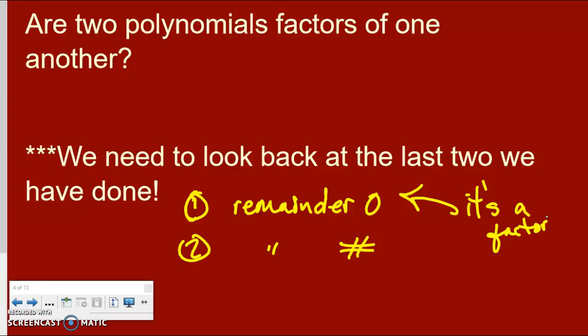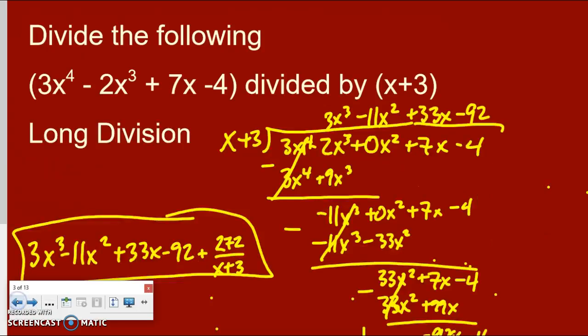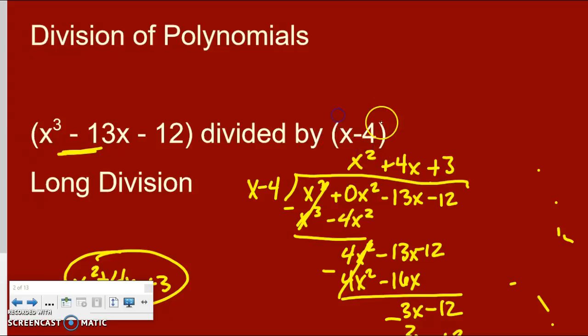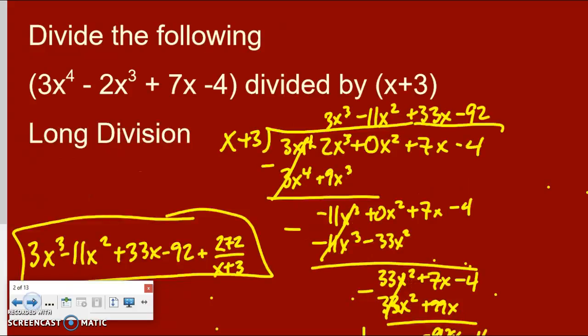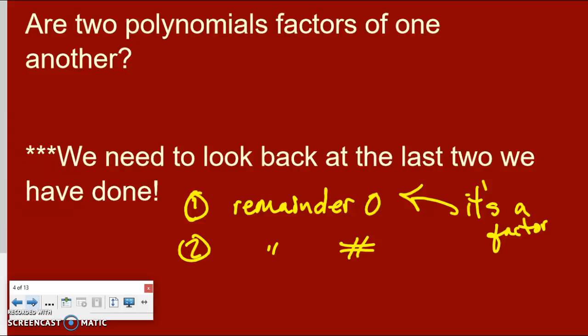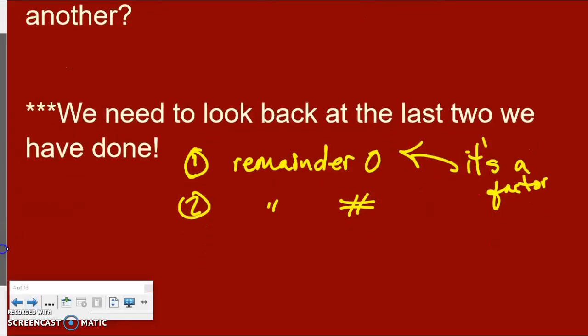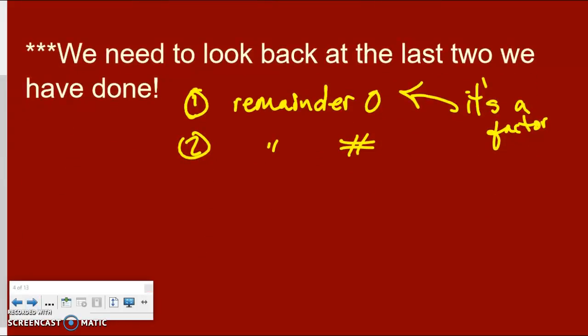So I believe in the first problem, if I go back real quick, this x minus 4 was what we started with. That means x minus 4 is a factor of x cubed minus 3x minus 12. So you could factor this thing all the way, and I promise you x minus 4 will pop up. And the second one we did didn't necessarily turn out to be a factor, so if you factored it all the way, that would probably not be one of your factors. Pretty easy concept to grasp there.